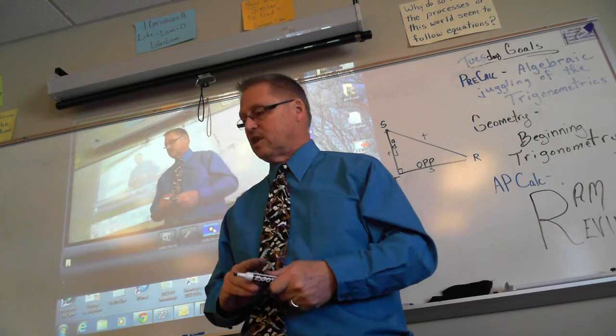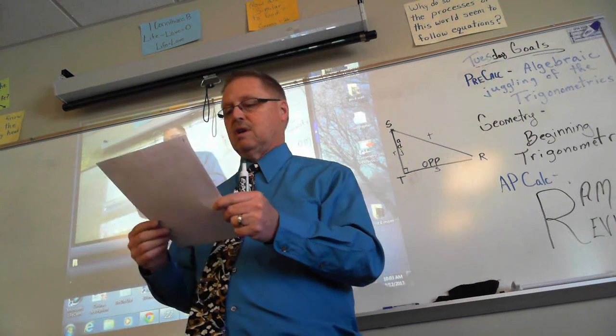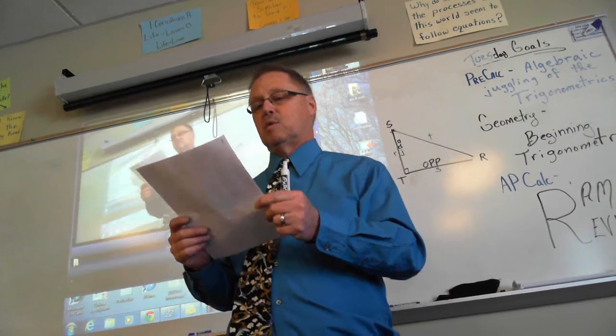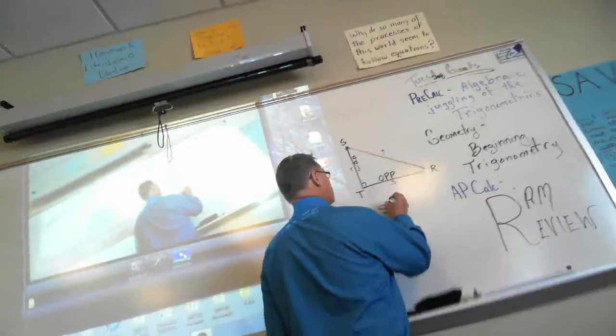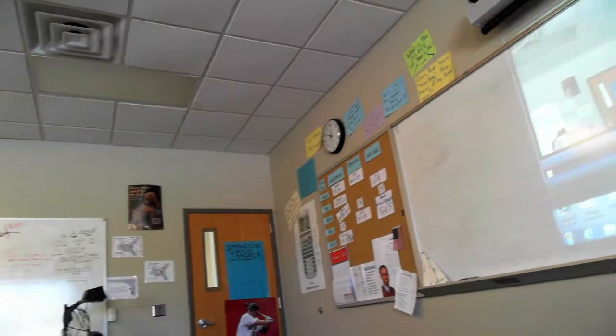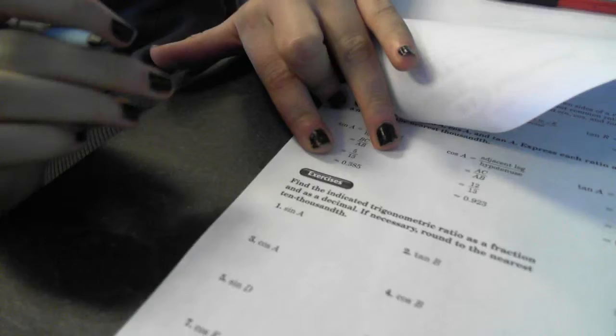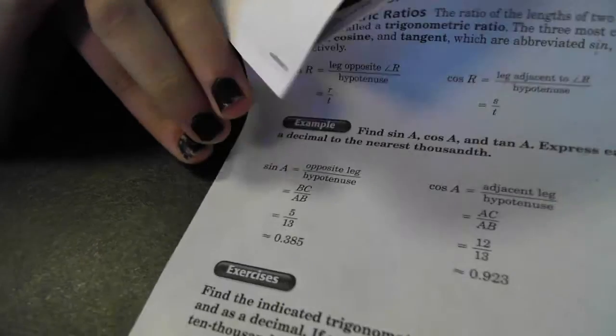Now you have your sheet in front of you already. So I would like you to notice that sine is always opposite over hypotenuse. Sine of an angle is opposite over hypotenuse. Notice that cosine of an angle is always adjacent over hypotenuse. And tangent of an angle is always opposite over adjacent. These would be very good things to memorize or have on a card.